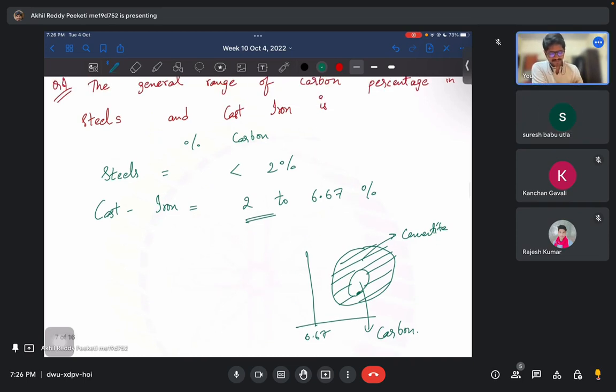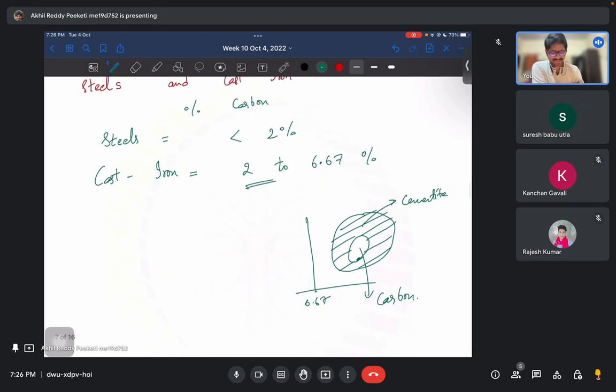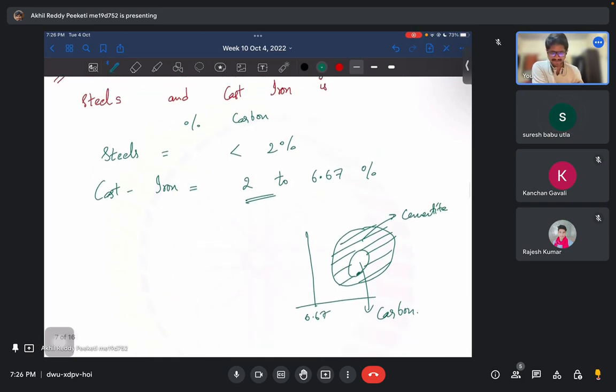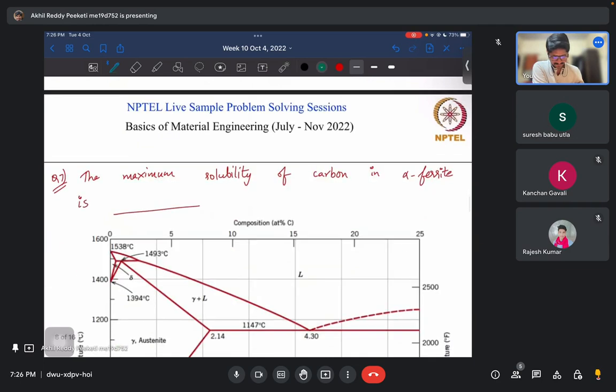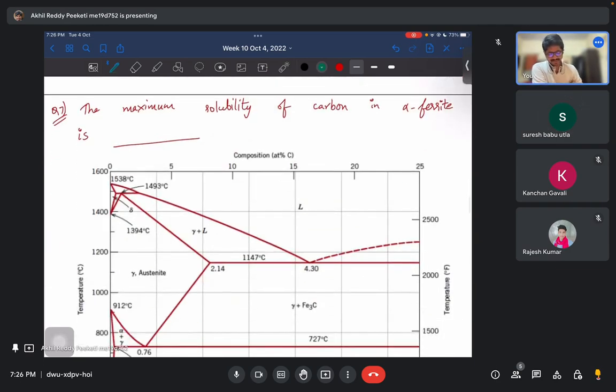Yes, we will see that. There is actually a question like that, which is why I didn't answer. Okay, so next question. The maximum solubility of carbon in alpha ferrite is?